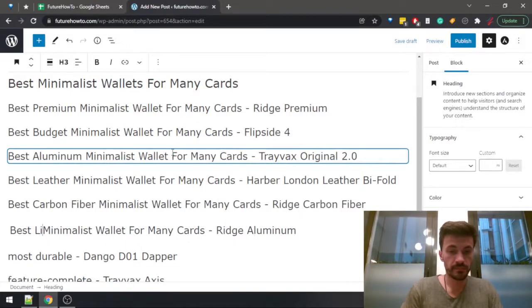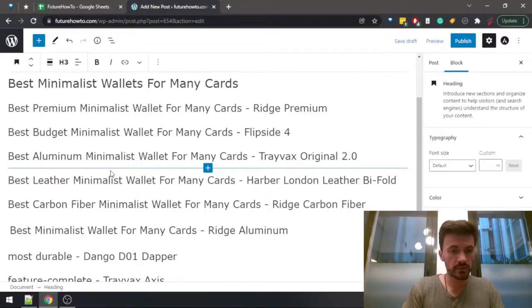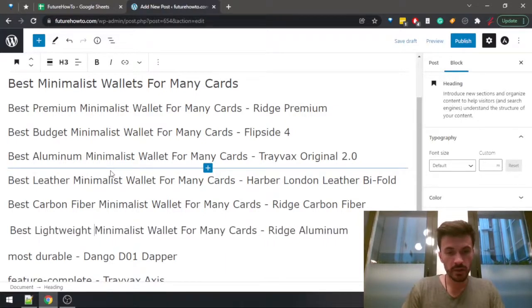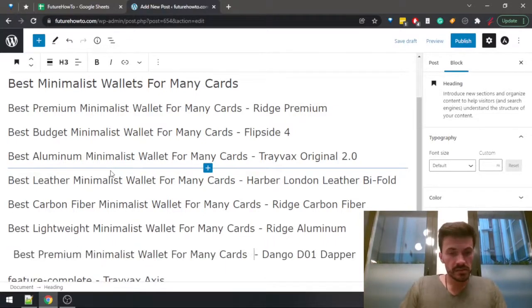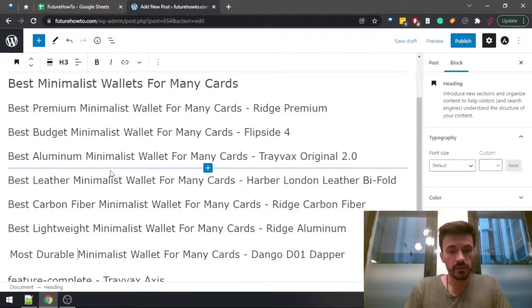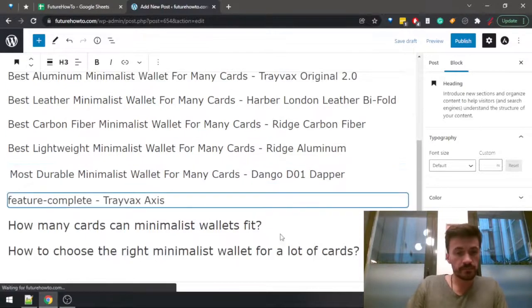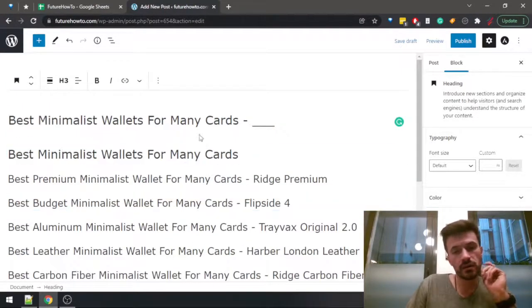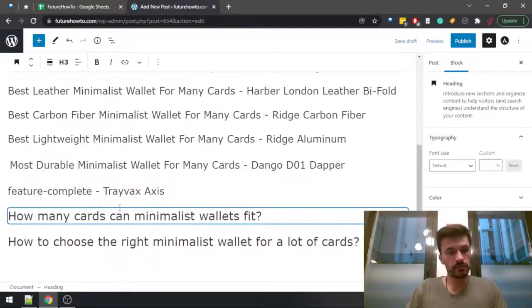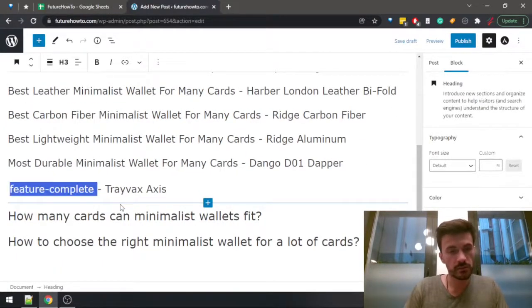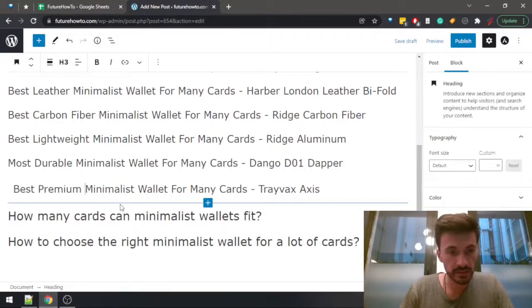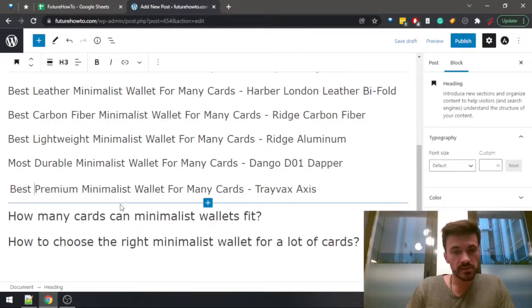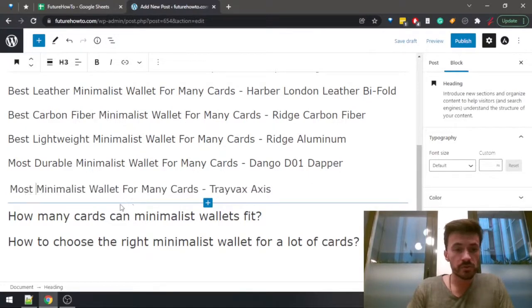Best. Is this aluminum or lightweight? No, this is lightweight. We already have aluminum. This is gonna be most durable minimalist wallet from Minicards. I just remembered one more thing that we may have to do here, so I'm gonna explain in a minute. This is most feature complete minimalist wallet.